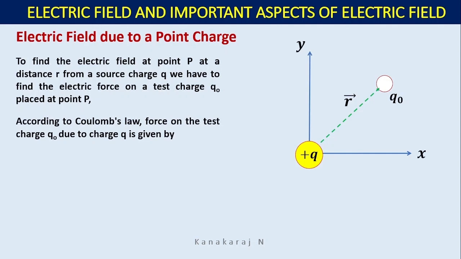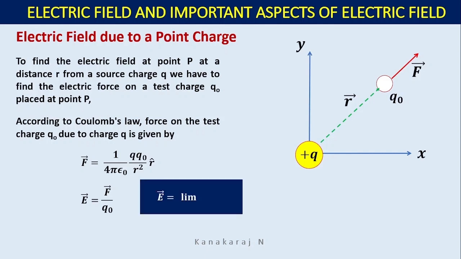According to Coulomb's law, the force on the test charge Q naught due to the charge Q is given by F vector equals 1 by 4 pi epsilon naught, Q Q naught by r square, r cap. Now we know E vector equals force vector divided by Q naught, the test charge.